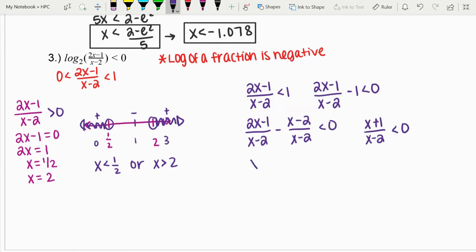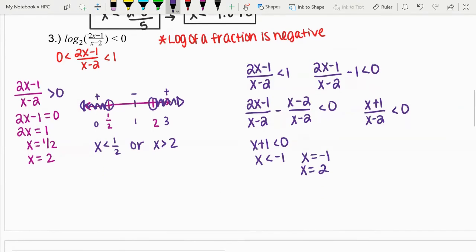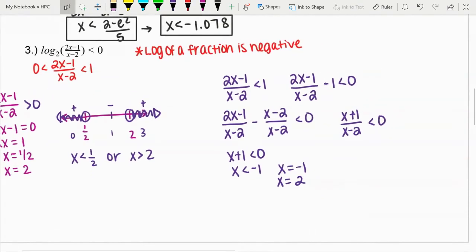So now I'm going to have x plus 1 is less than 0. So x is less than negative 1. But remember, instead of having that inequality symbol, we're going to change it to equal to. So x is equal to negative 1. And then I also have x is equal to 2 since I cannot have a denominator that's zero. Then let's test our values. Here's my number line. I'm going to have negative 1 and I have 2. Right here would be 0.